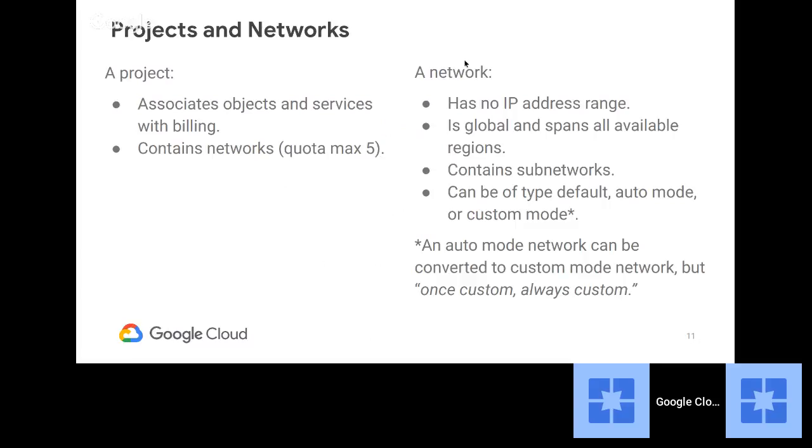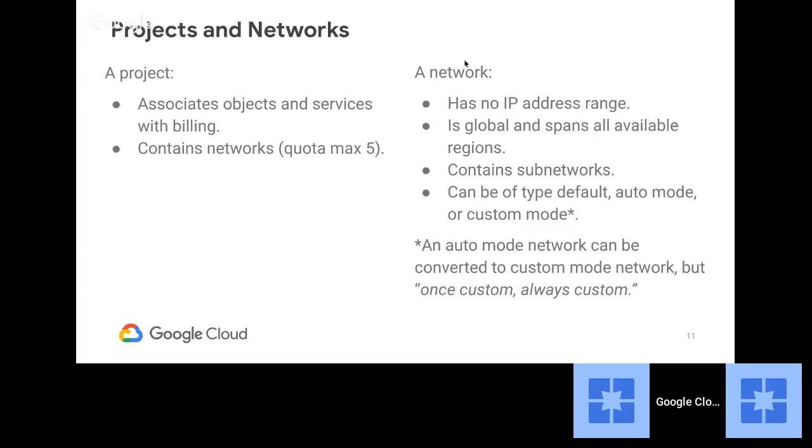All right, so as you can see there, you have VPC networks, and those networks are associated with projects, right? A network in and of itself doesn't have any specific IP address range. As we saw last week, the address range really comes in from the subnetworks. The network itself is global. Again, it doesn't have an IP address range. It's global.